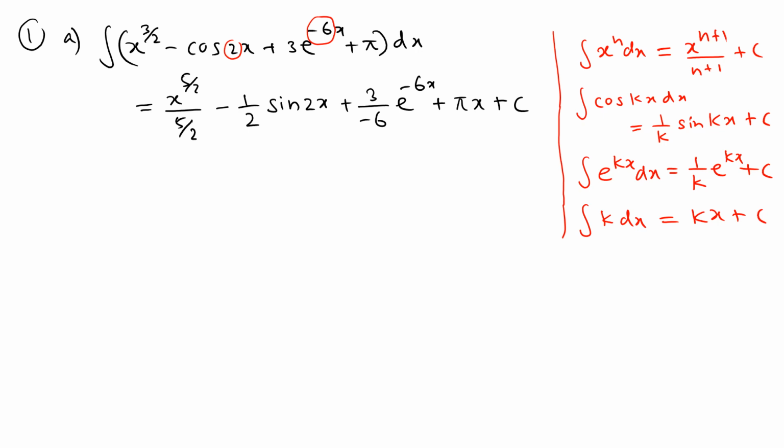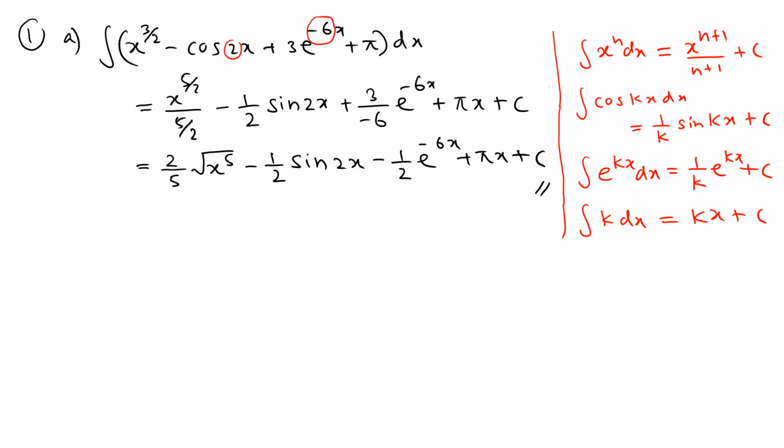Now what we normally do is we're going to simplify if we can. So it is 2/5 x to the 5 halves. Also we can write this using radicals. So what this means is you get x to the 5th power, take the square root. So you can write it like that if you want. It's not a must, but it looks better. So sine 2x over 2, if you simplify this one, this is 1 half sine 2x minus 1 half e to the negative 6x plus pi x plus c. So that's the answer for the first problem.